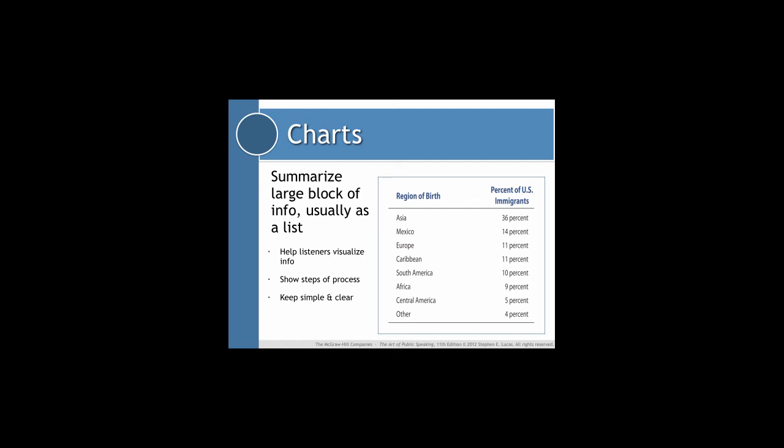Another way in which you could use a chart is if you're trying to show the steps of a process. You could list step 1, step 2, step 3 in a chart, and that would help the audience to follow along with you when you're explaining how something works. Just remember that graphs are used to help the audience visualize statistics, and charts are used to summarize large blocks of information.